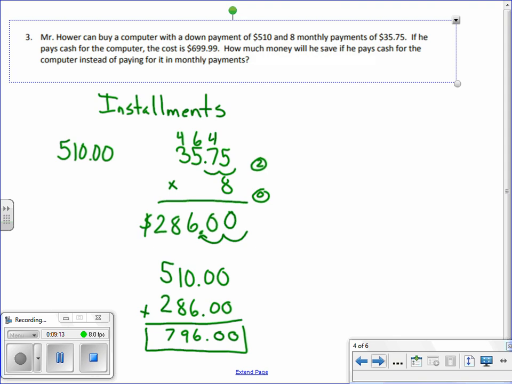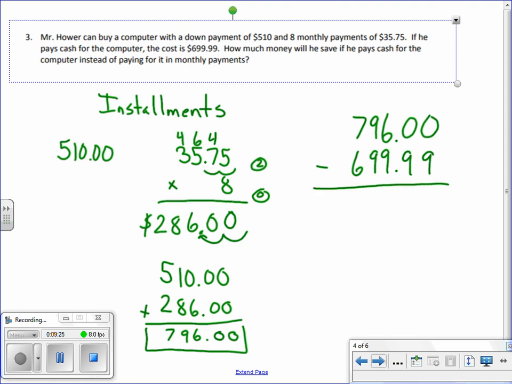Now we want to see how much he'll save. So we're going to take that $796 and subtract from it $699.99. Okay, first thing we're going to do is borrow from the 6. That becomes a 5. Makes this into a 10, that into a 9, and this a 10. We get a 10, decimal point, borrow 8, 15. 15 minus 9 is 6, and 7 takes 6, makes that an 18, makes that a 9.